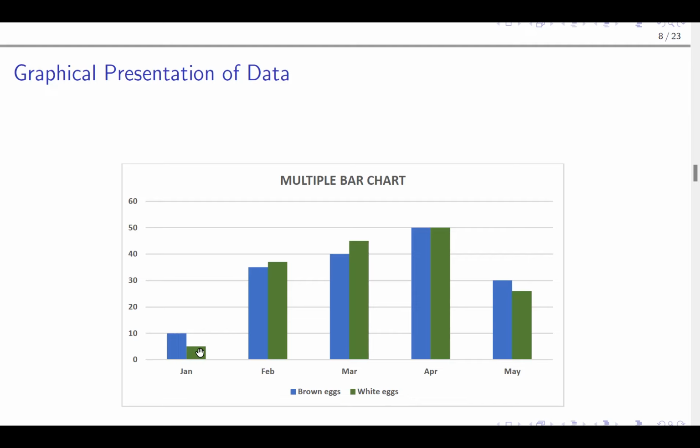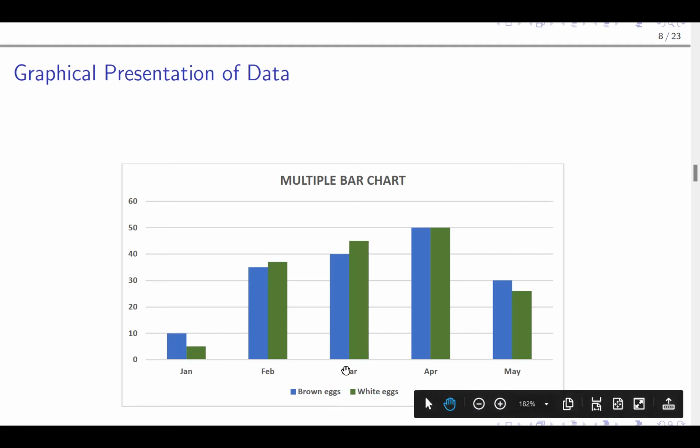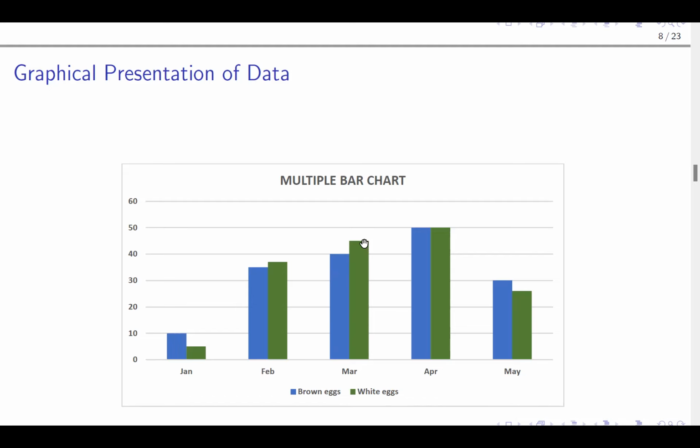In the month of March, there were 40 brown eggs and 45 white eggs. So from your table, you see that in the month of March, there are 40 brown eggs and then 45 white eggs. So this is how you can also put together your multiple bar charts. You take the month, you label it as such, and because against each month there are 2 categories of eggs you are looking at, you will draw different bars for each month, but they should be together like this.